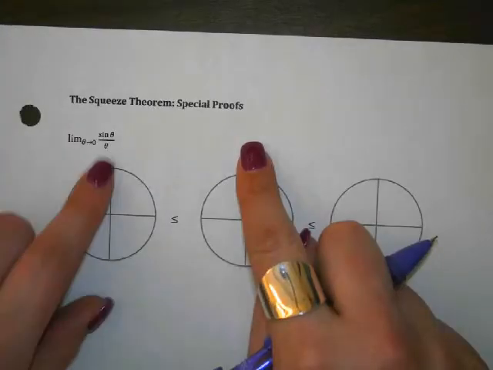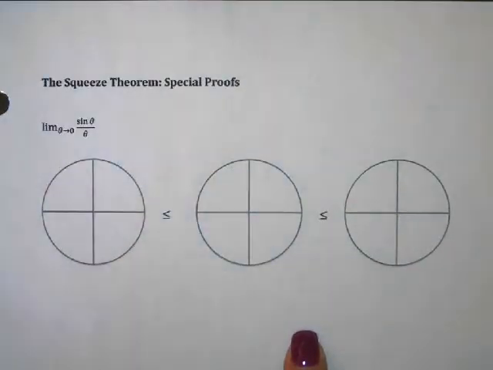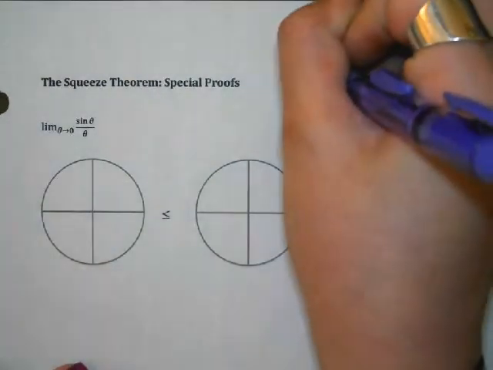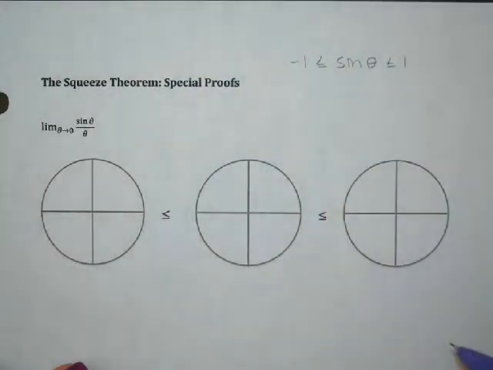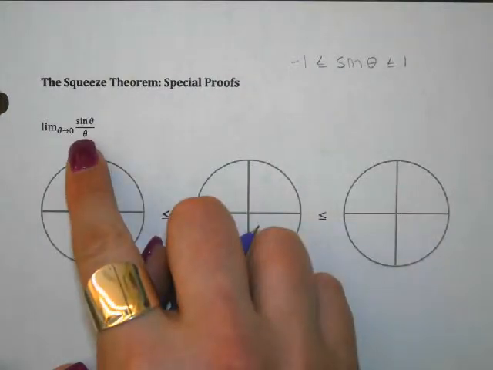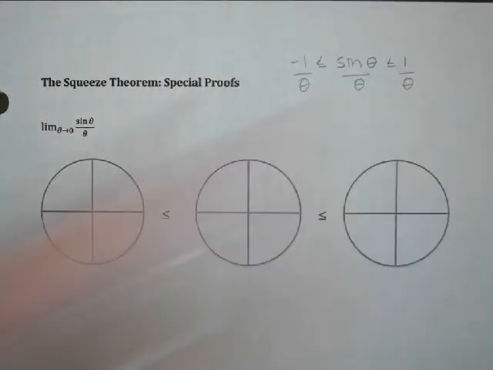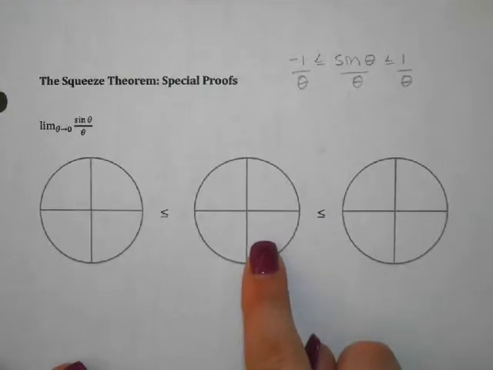So if you tried to do this using the squeeze theorem, as we learned it yesterday, you would have started it by saying, oh, sine theta is between -1 and 1, right? That's how you would have started it. And then you would have said, oh, let me divide by theta, right? And then if you plugged in 0 for theta, you can't do anything. So the squeeze theorem, as we did it yesterday, does not work for this problem, okay? And that's why we have to do a special proof.